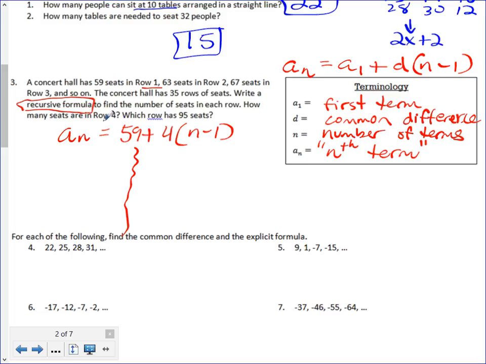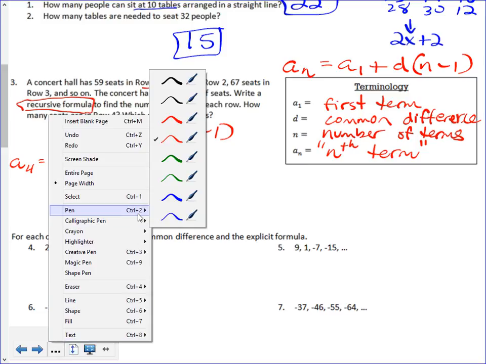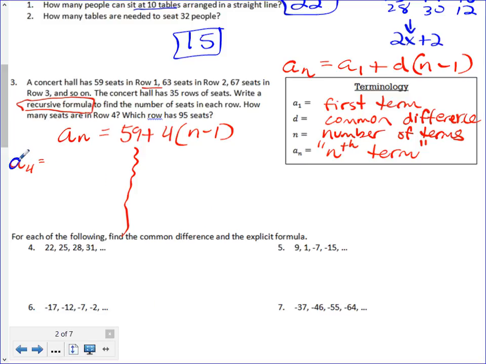So the first question is, how many seats are in row 4? So we're going to take 4, we're going to plug it in somewhere. Where do we plug it in? We plug it in for n, for the number of terms. Okay, so let's go ahead and let's solve. Now we're not looking for the nth term, we're looking for which term? The 4th term. So put a sub 4 equals. Why did I put 4 right there? This is the 4th row. Okay, so a sub 4 equals 59 plus 4.